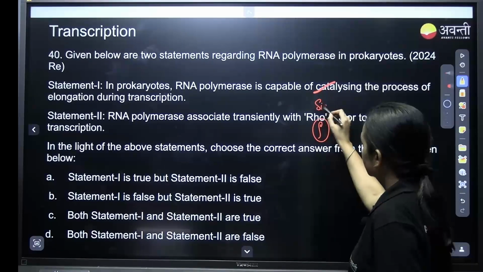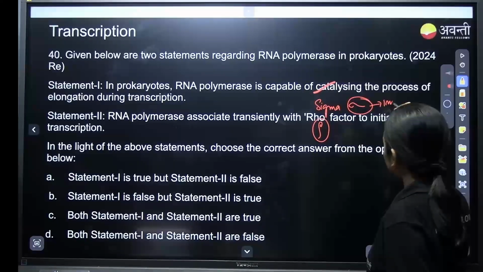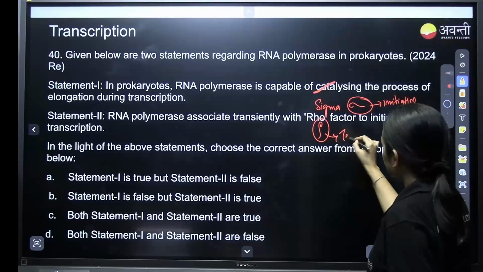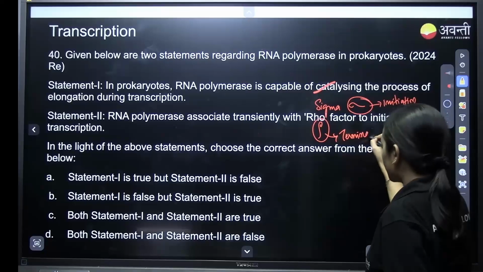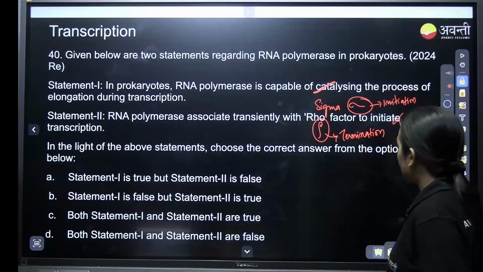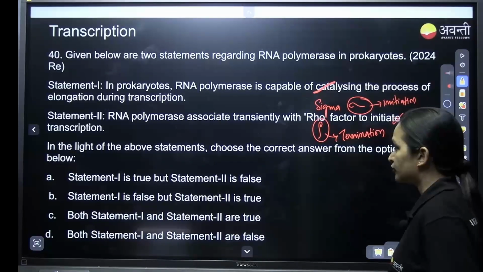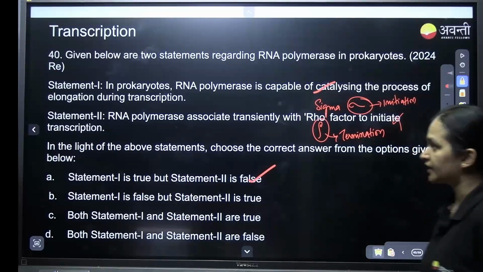It is actually the sigma factor for the initiation, Rho factor for the termination. So which makes this statement wrong. Statement 1 is true, but statement 2 is false. A is the correct answer.